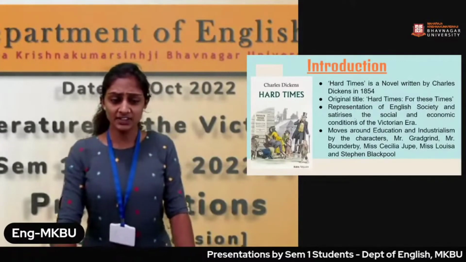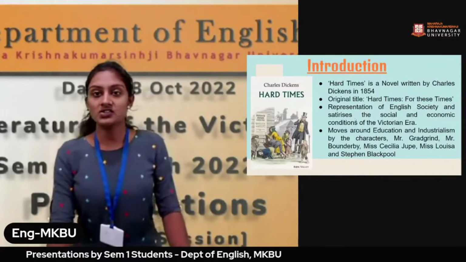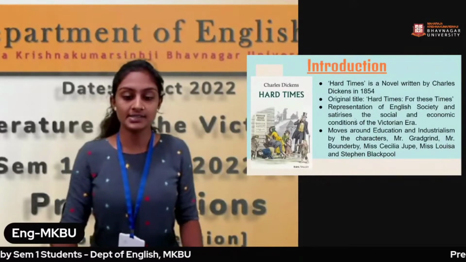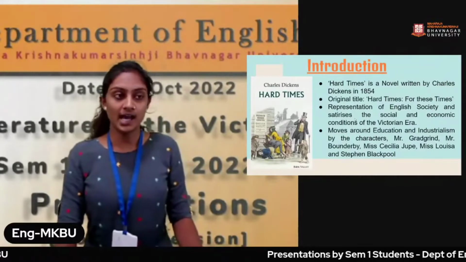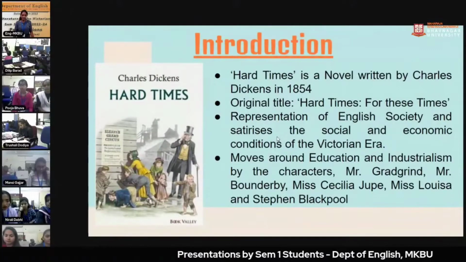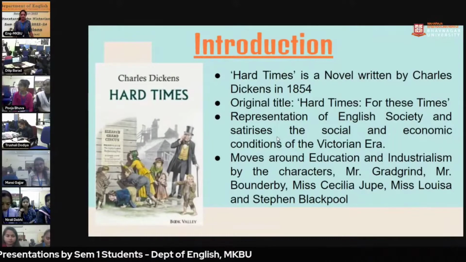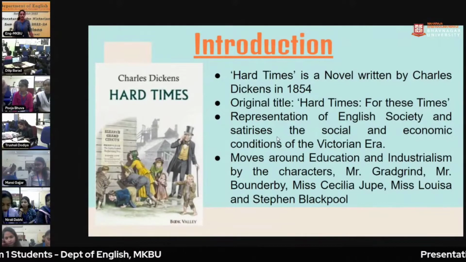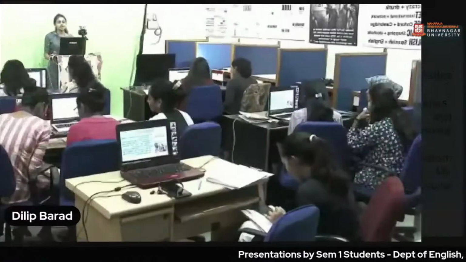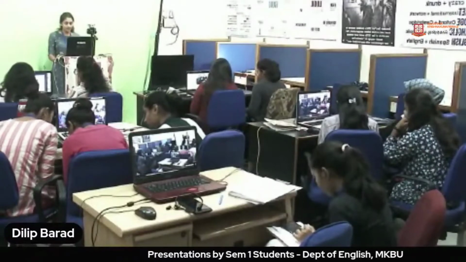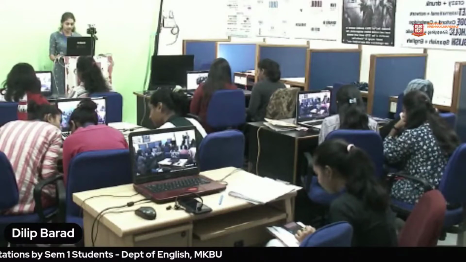So let's begin with the introduction of the novel Hard Times, which is written by Charles Dickens in 1854. Its original title is Hard Times for These Times. It is a representation of English society and satirizes the social and economic condition of the Victorian era. So the Victorian era is the point where industrialism got its way. So in this novel, Dickens puts that situation.